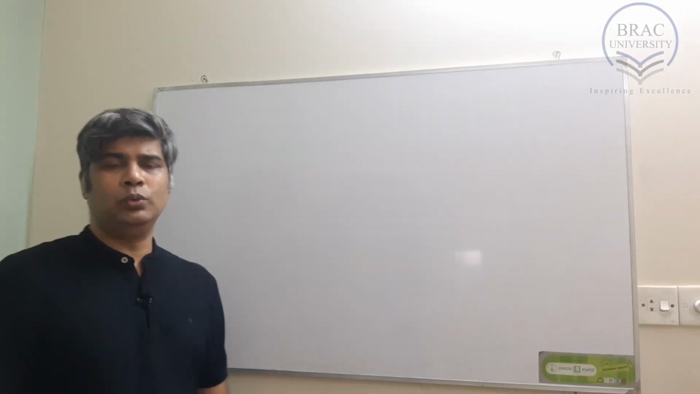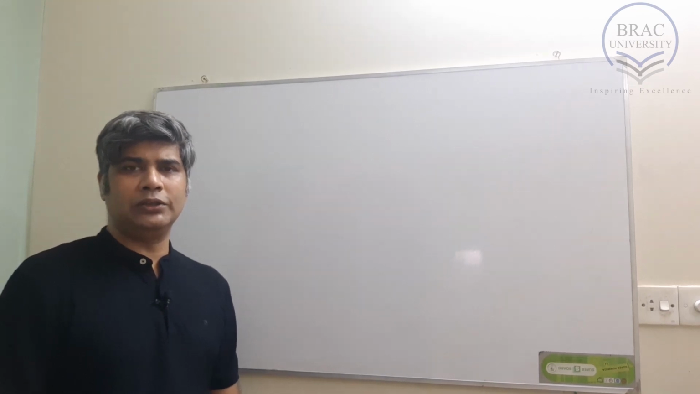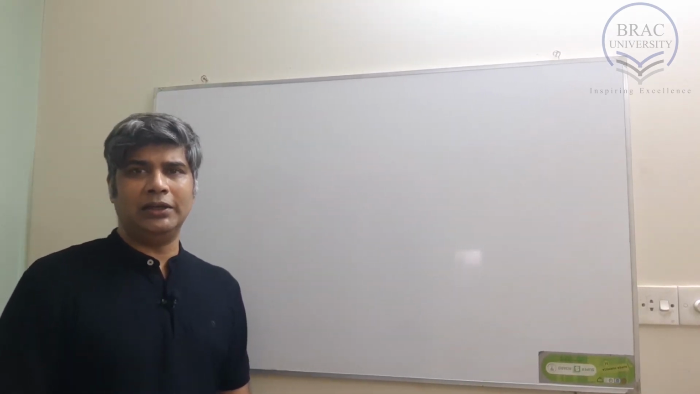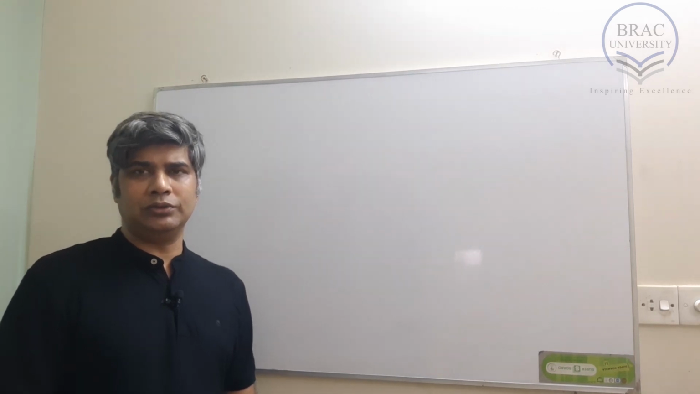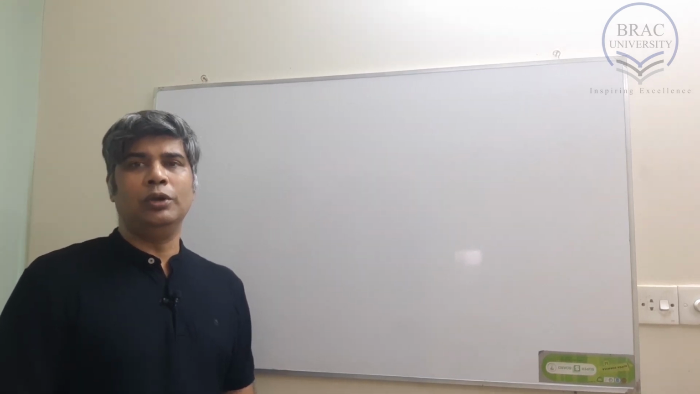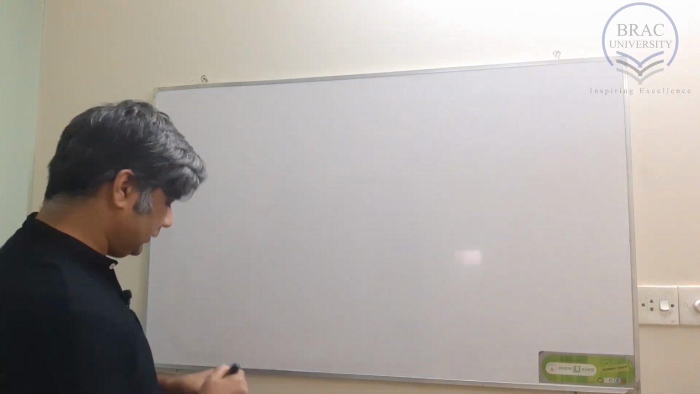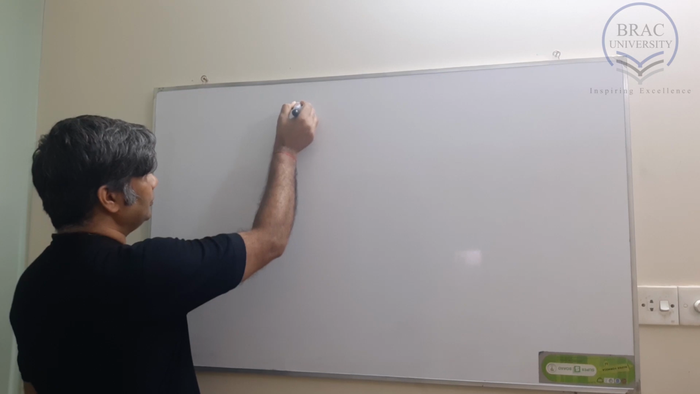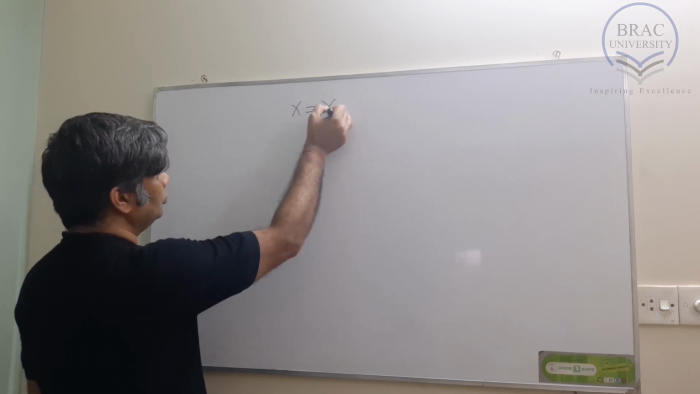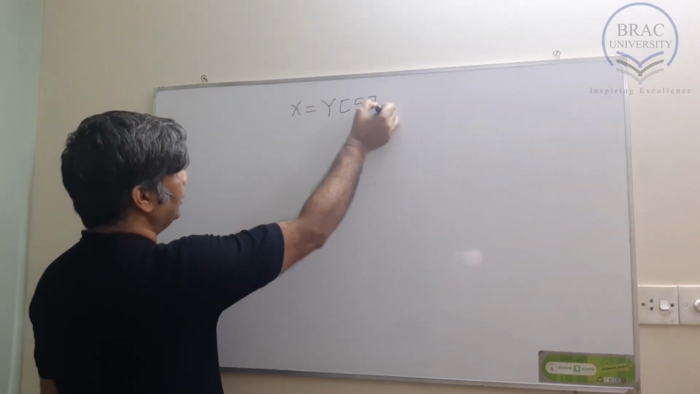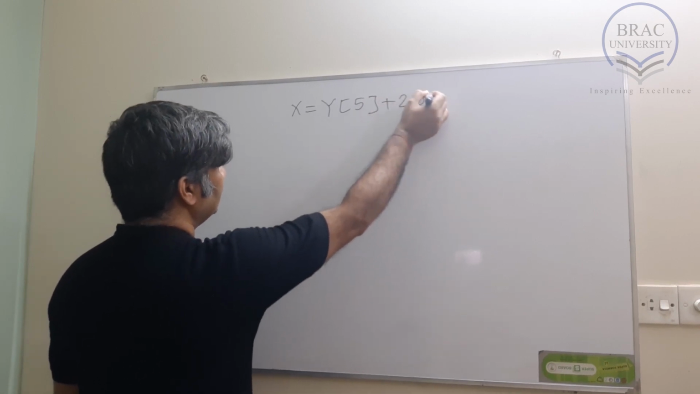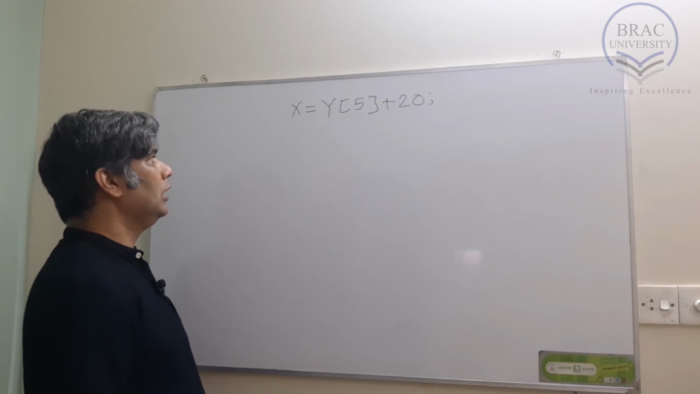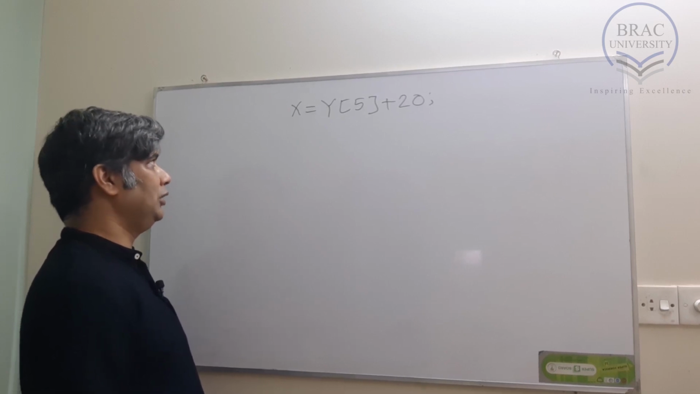In this lecture, we'll be looking at arrays, how we can convert arrays into MIPS instructions. That means when we have arrays in our high-level instruction, how we can convert them into MIPS instructions. Let's say we have a high-level instruction, something like this: x = y[5] + 20. Now, how can we convert this into MIPS assembly code?